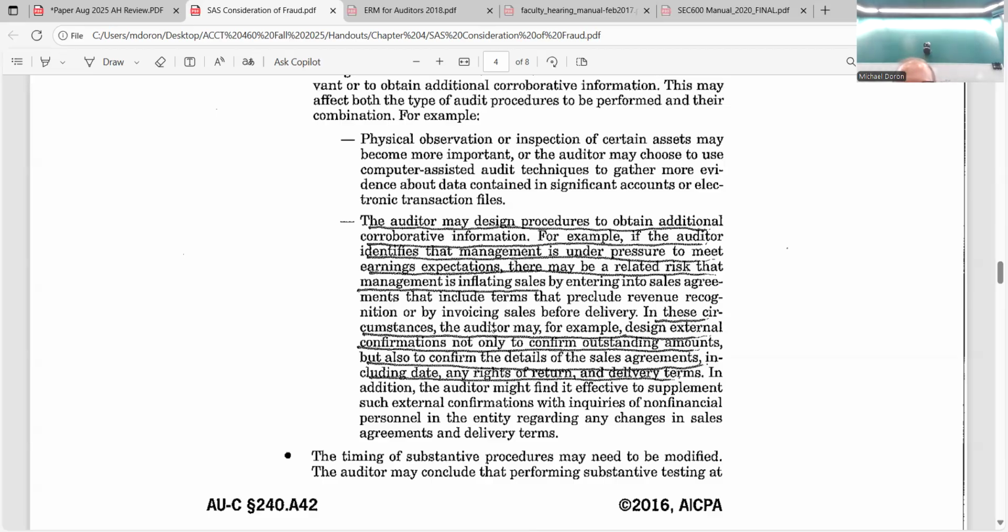In these circumstances, the auditor may, for example, design external confirmations not only to confirm outstanding amounts, but also to confirm the details of the sales agreements, including date, rights of return, and delivery terms. Okay, so instead of just looking at a sales transaction to make sure it exists, maybe you look at more details like FOB shipping, FOB destination, or any rights of return in the sales contract. You go into more detail because you're particularly suspicious about their sales and whether they're going to inflate their sales this year because of earnings management issues.